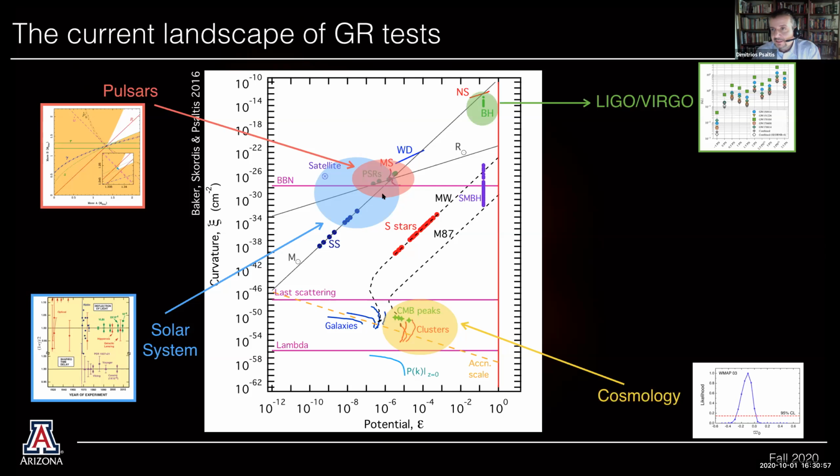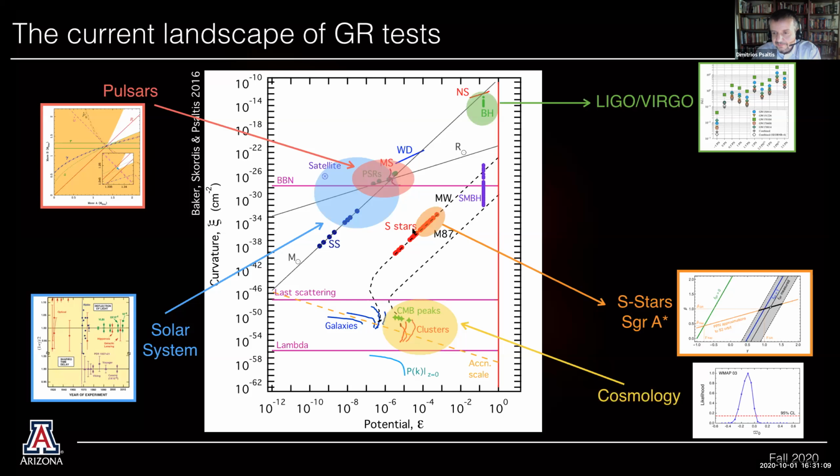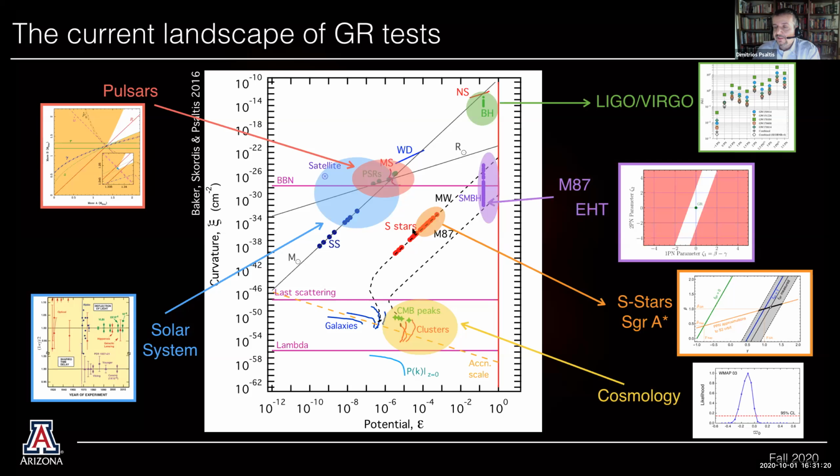In the last 5 years, LIGO, as I demonstrated again, provided order unity constraints in very strong gravitational fields of stellar mass black holes. A year ago, we started getting general relativistic tests using the S-stars around Sagittarius A star by monitoring their orbits. And as of this morning, we have the first reported test of general relativity in a different place, with the image of the black hole in M87 from the Event Horizon Telescope.